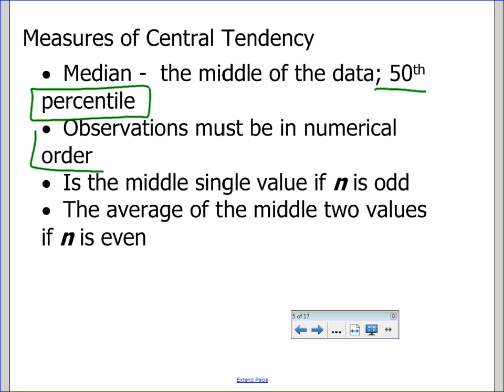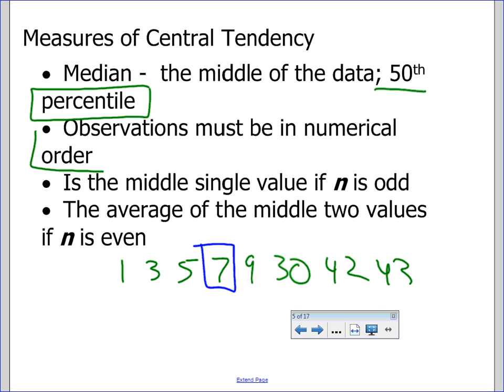If there are an odd number of values, so if it's like 1, 3, 5, 7, 9, 30, and 42, then this is the median, that's the middle number. But if I add another number, then the median is the sum of those 2 numbers divided by 2, or the average of them. So now the median is 8.